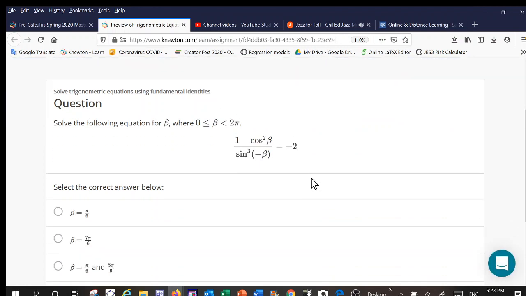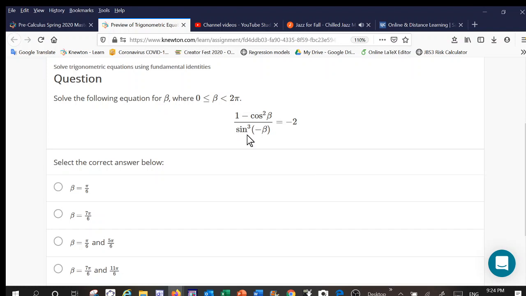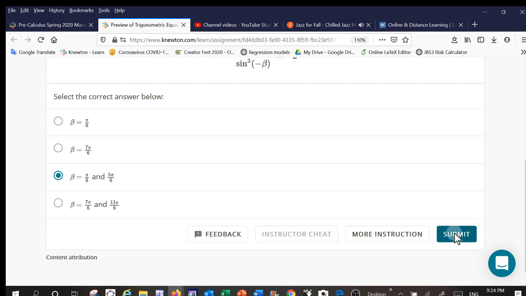All right, so solve the following equation for beta. Now, we have to relate these. If you relate them, 1 minus cosine squared looks like a sine squared, right? And that would be sine squared beta. And then over sine, you can cancel one of these, because sine of negative something, you can bring the negative out and write it as negative sine to the third. So basically you have 1 over negative sine equals negative 2. So I'm going to show you here the work.